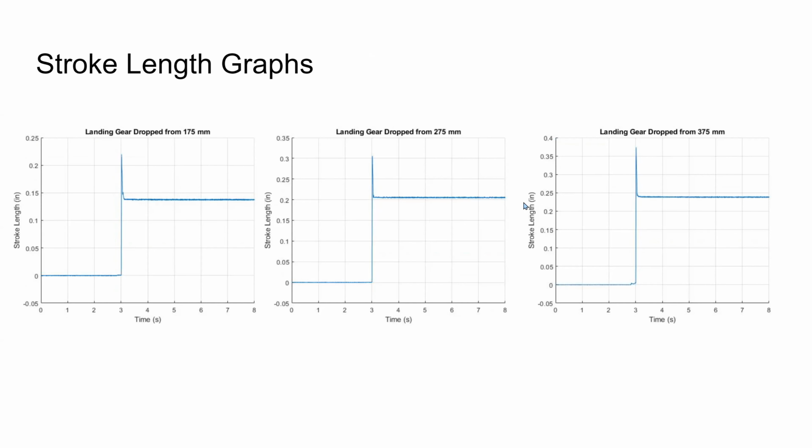Finally, we have the stroke length graphs. In these graphs, we set the initial stroke length to be 0 inches. Then the landing gear experiences a sudden change in stroke value of roughly a tenth of an inch, which is pretty reasonable. Once again, the final stroke lengths vary for all three of the heights, even though they should be physically the same value when the landing gear is at static equilibrium. Next slide.